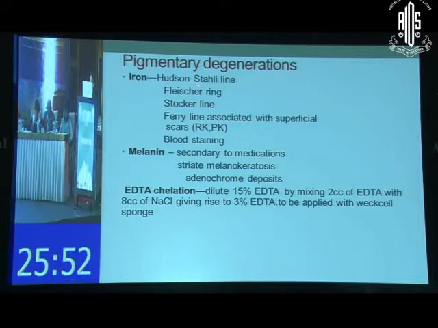Then there are certain pigmentary degenerations in the form of iron, melanin deposits. Iron deposits could be Hudson-Stähli line, Fleischer ring, Stocker line ahead of pterygium, Ferry's line associated with superficial scars in RK or PK or a blood staining. Melanin secondary to medications, especially the epinephrine group of drugs used in glaucoma. And another, just a passing reference I want to give for the topical calcium deposition when you do an EDTA chelation.